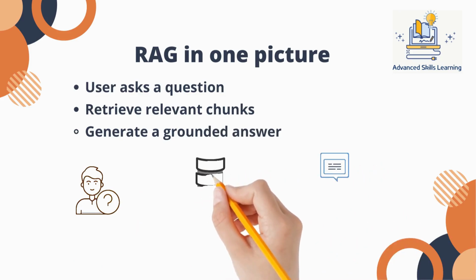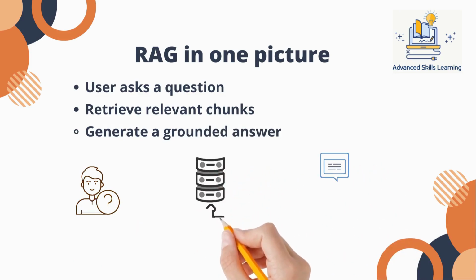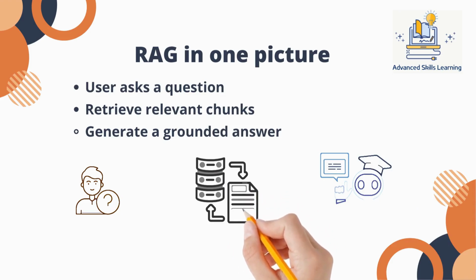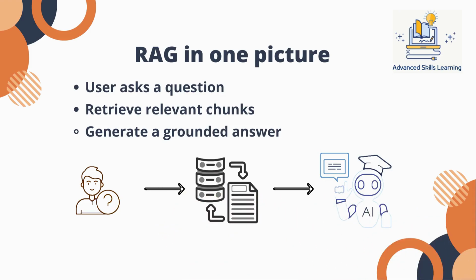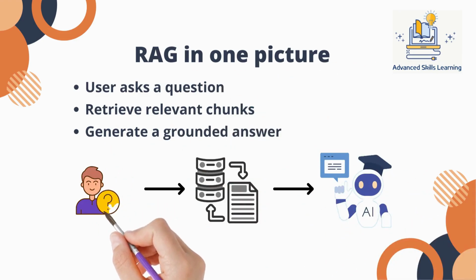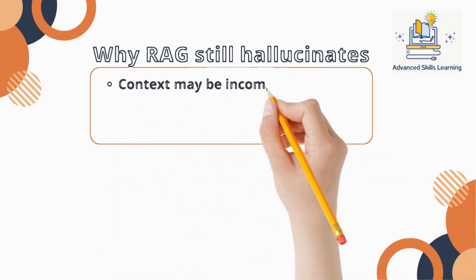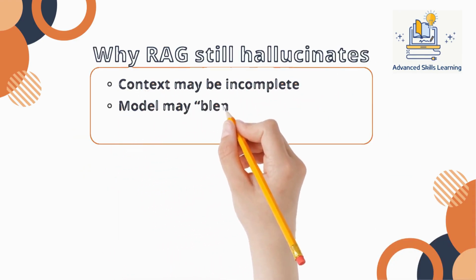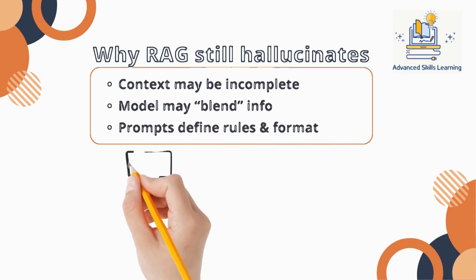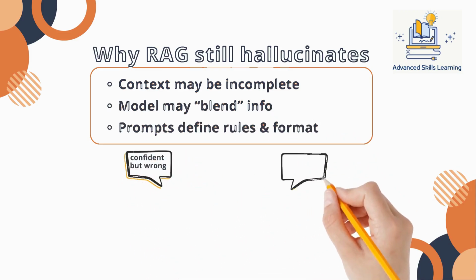The promise is simple. You move from model memory to document-backed answers. But RAG only works well when the model is forced to use evidence correctly. Here's why RAG still fails in real projects. Sometimes retrieval brings incomplete or off-topic context. Sometimes it brings conflicting snippets. And sometimes the model blends what it sees with general knowledge and produces a confident but wrong answer.